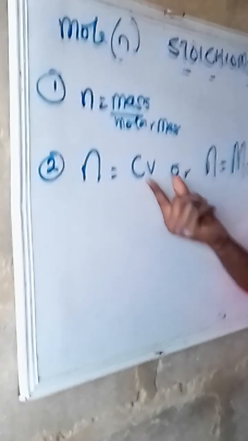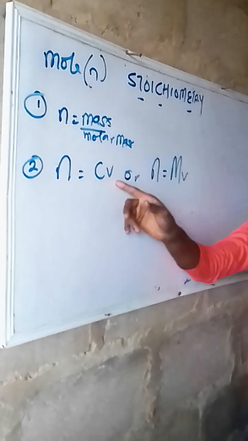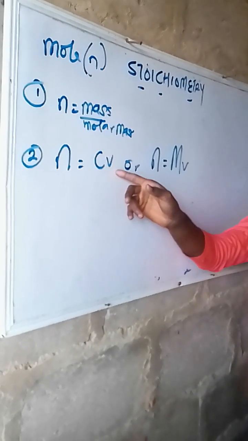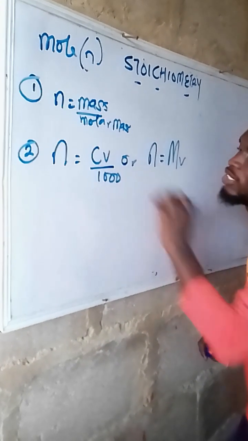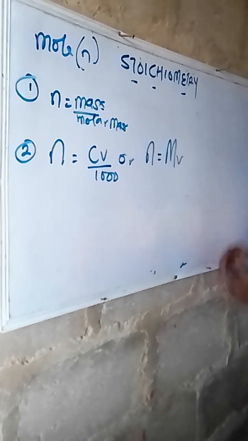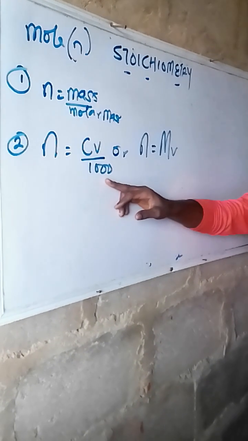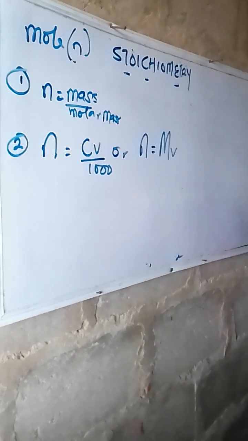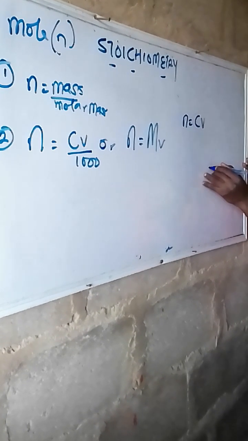But always know that if you are using this formula, if your volume is in cm cubed, you have to convert it to dm cubed by dividing through by 1000. Are we together? But if your volume is already in dm cubed, you don't need to divide by 1000. Your formula will just be n equals CV. Are we together? That is that.